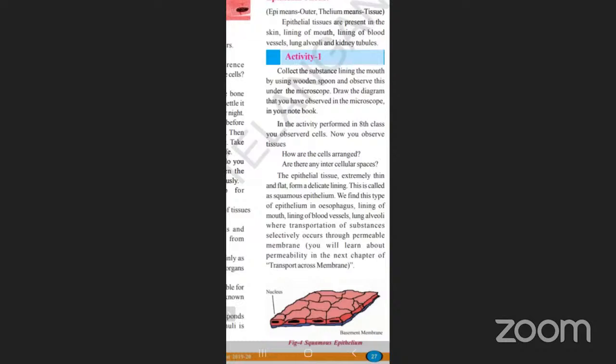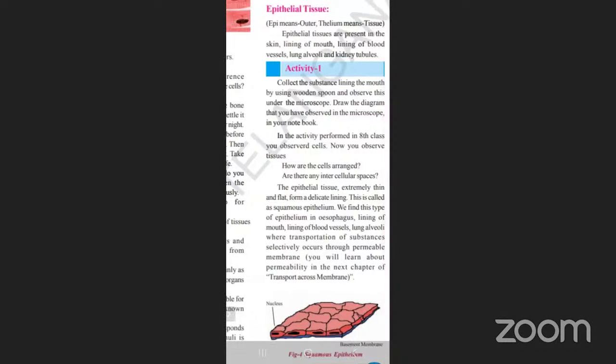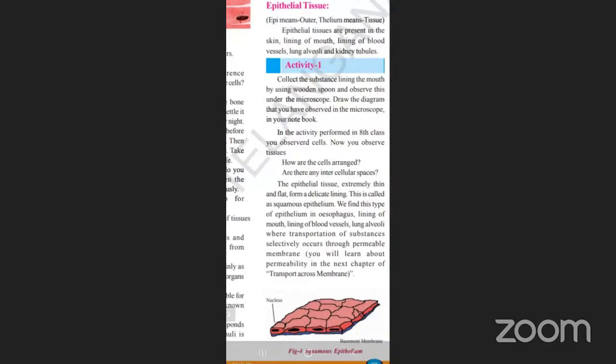How are the cells arranged? Are there any intercellular spaces? Intercellular space is nothing but the space in between cells. Are there any gaps, any spaces? When you are observing under the microscope, automatically you can come to know what the situation is. Are the cells arranged systematically, or with gaps, or how? You have to write answers for these questions by observing that particular figure.